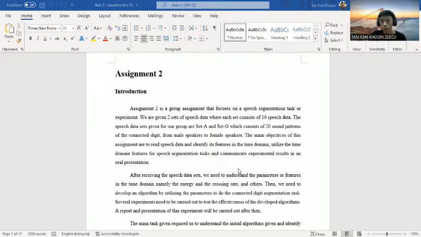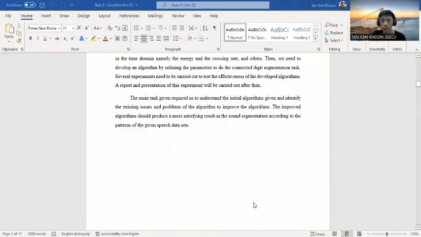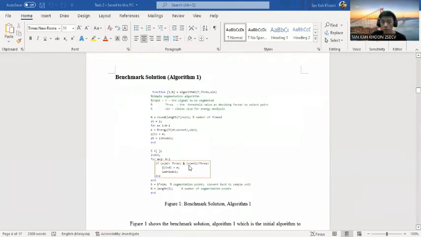The main objectives of this assignment are to read speech data and identify its features in the time domain, and utilize the time domain features for speech segmentation tasks and communicate experimental results in an oral presentation. So the main task requires us to understand the initial algorithm given, identify the existing problems of the algorithm and improve it. The improved algorithm should produce a more satisfying result in the sound segmentation according to the patterns of the given speech data. So this will be the coding for the algorithm.